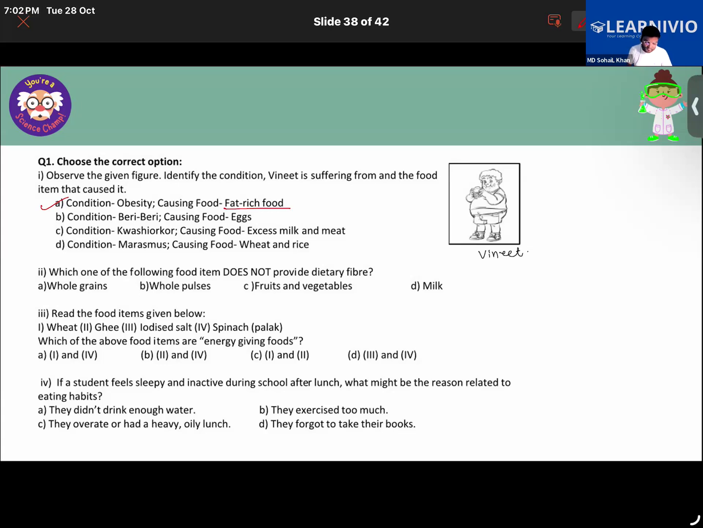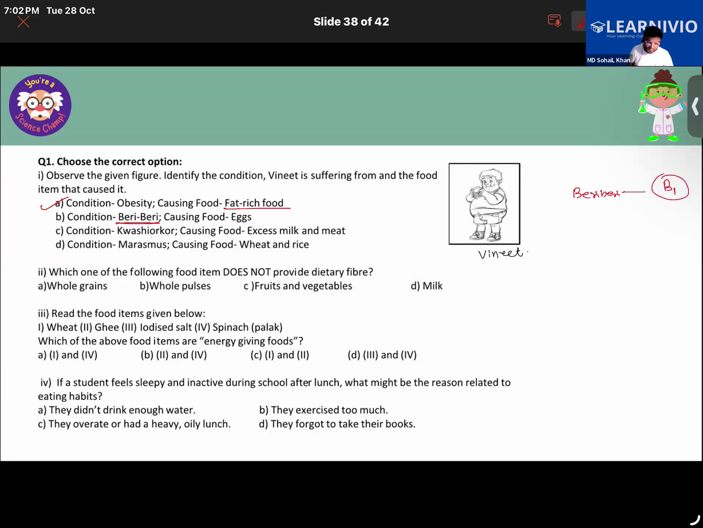We'll be moving to the second question also, but let's discuss the other options also. Beriberi. Beriberi causes itching of the hand and body. Exactly, it leads to itching. Good, but how is it caused? If there is deficiency of vitamin B1 in our diet, beriberi is caused. It is caused if there is lack of vitamin B1 in the diet.